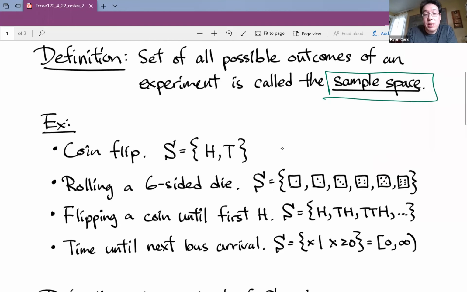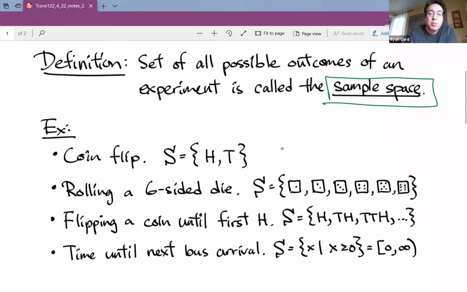So, that depends on the random experiment you're running. For example, if you just do a coin flip and you can get heads or tails, then the sample space is just those two elements. You either get heads or you get tails. If you roll a six-sided die, you get one of these 6 possible outcomes. Your sample space does not have to be finite.